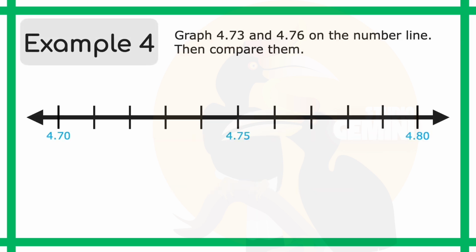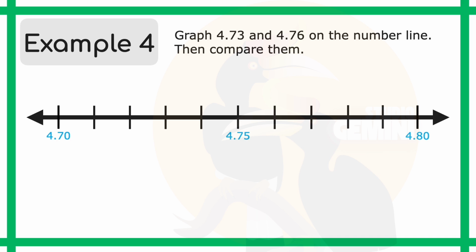Graph 4.73 and 4.76 on the number line. Then compare them. Notice that on this number line, we're only given 3 labels, so we need to do some extra work to graph our points. First, let's find the length of each part of our number line, as we did at the beginning. Our number line goes from 4.70 to 4.80. That's a distance of 10/100ths.